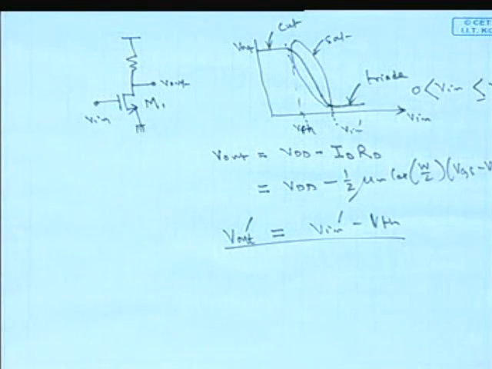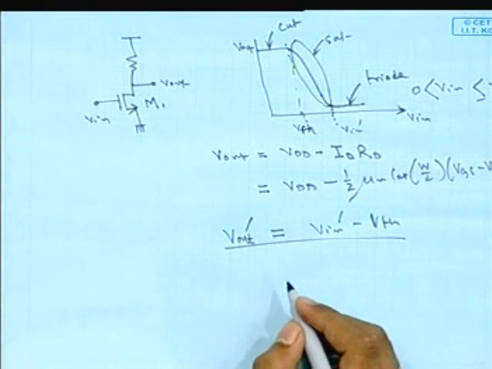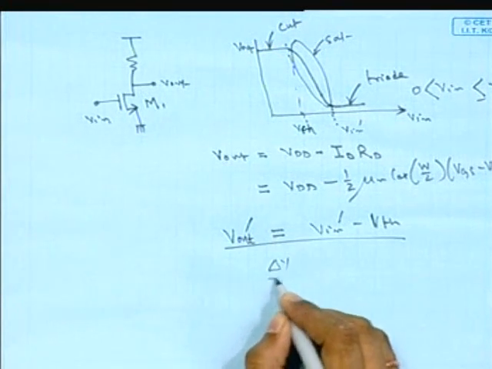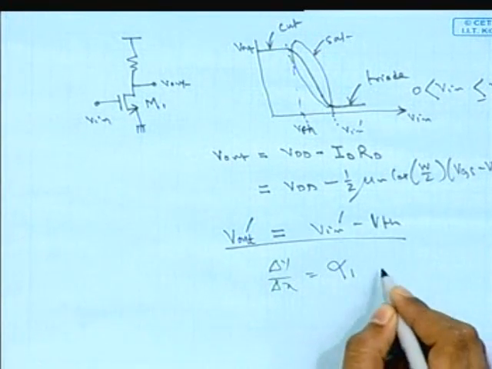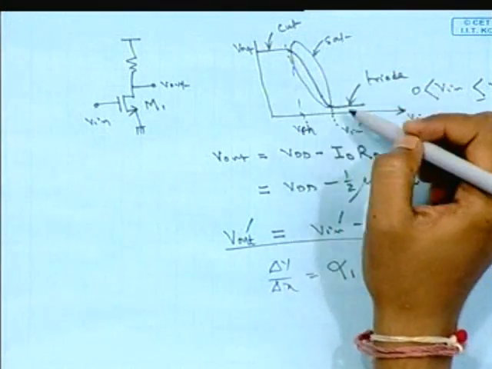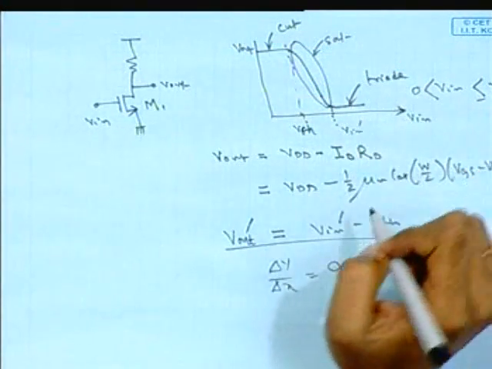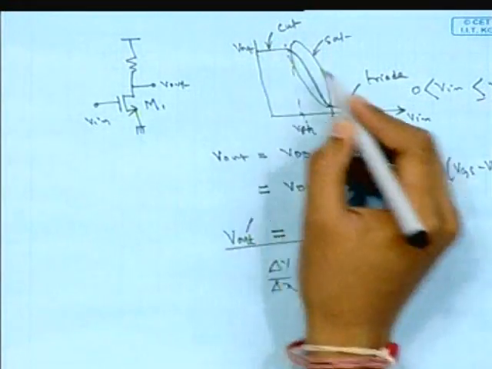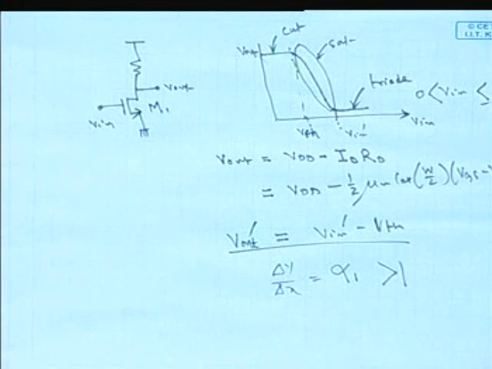Now, in the very first slide I said that the amplifier system will give the amplified output whenever delta y by delta x, that is alpha 1, is greater than 1. Okay. Now, from this graph, the transfer characteristics of this resistive load CS stage, we see that in the saturation region of operation of the MOS, we are getting delta y by delta x greater than 1. Another aspect that is very important: in this region and that region, you see that whenever Vin is low, the output is high, and whenever Vin is high, the output is low.